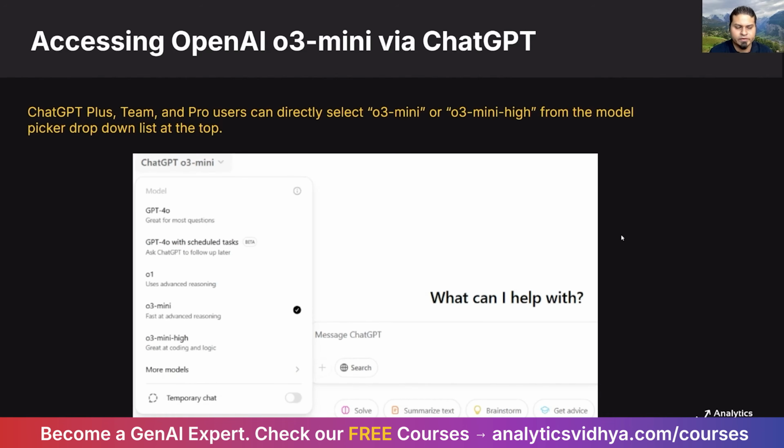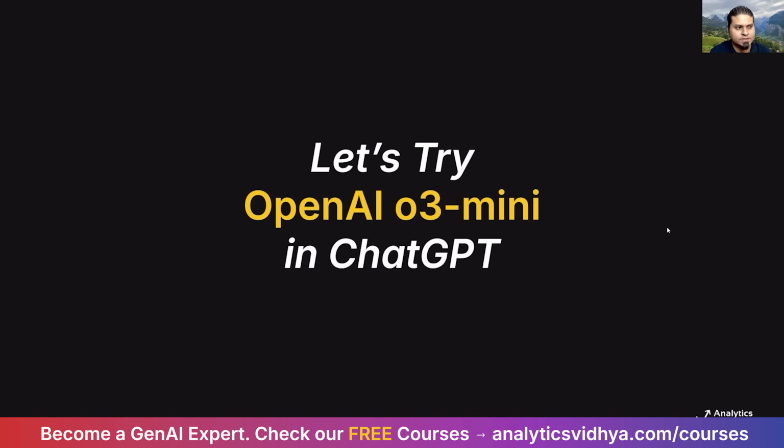In general, if you have an account and a subscription like ChatGPT Plus, Team, or Pro, you can directly select o3-mini or o3-mini high, that's the reasoning level high variant, from the model picker drop-down list at the top, as you can see here. Then it will use that model based on the prompts you type in. It will send them to that model and you will get the responses. So now let's try OpenAI o3-mini in ChatGPT with a couple of examples.